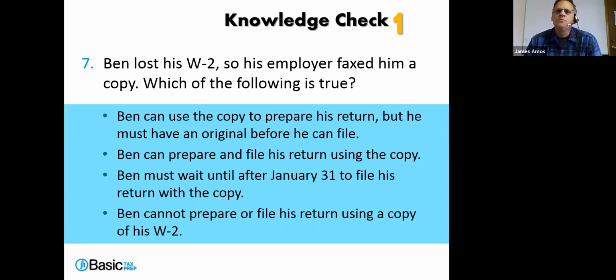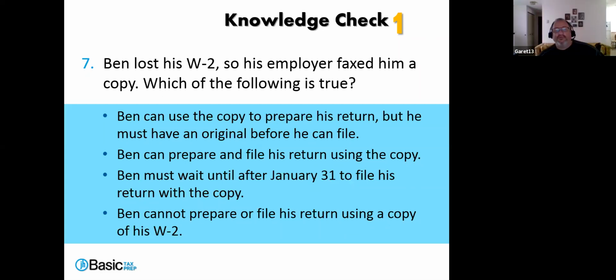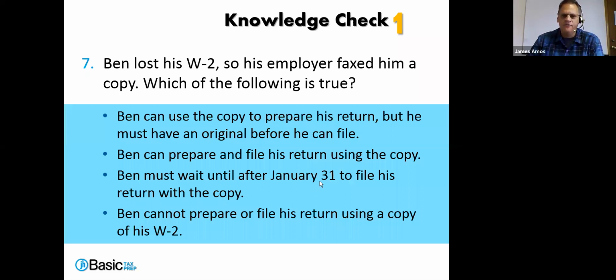But keep in mind, we're saying when you can't get a copy of the return, that's when you can do a substitute W-2. And the date's wrong anyway. Remember what the date actually is? It's February 15th. So this is wrong for two reasons: because it's not February 15th, and second of all, he has a copy of it. It's just not the original.